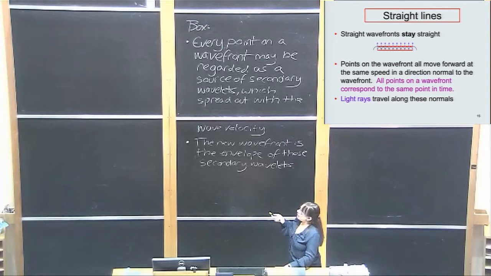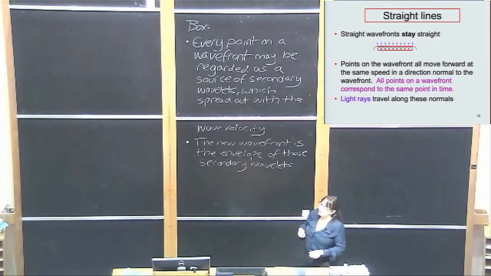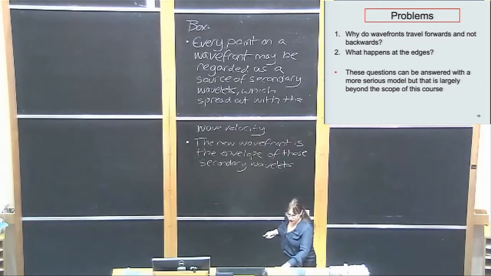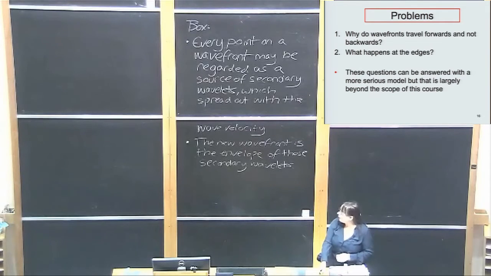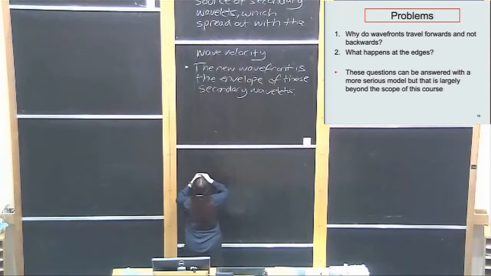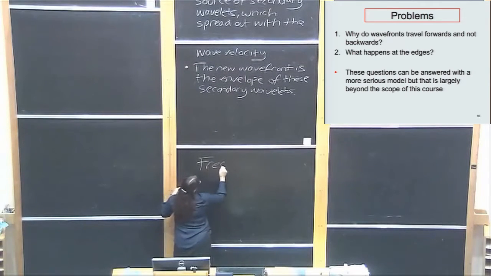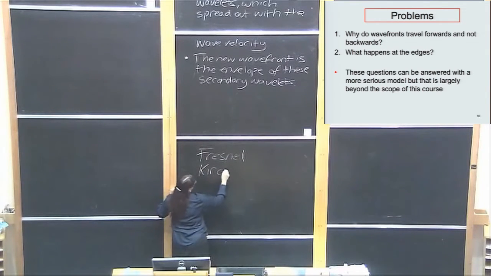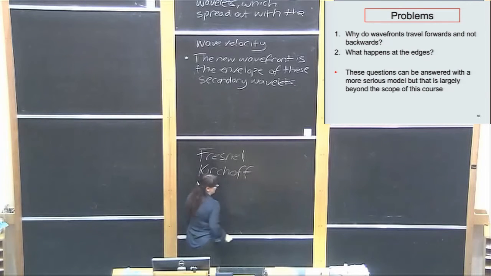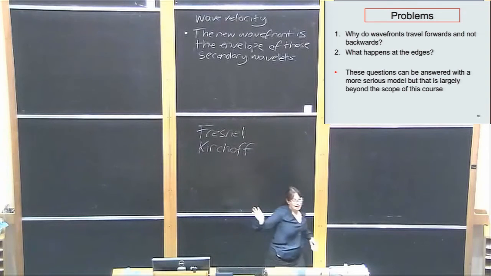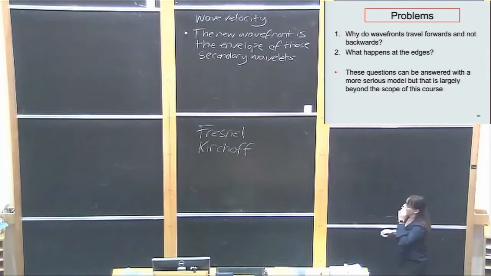Also, what's going on at the edges, this slight business over at either side, is not really explained by the model either. Later on, Fresnel and Kirchhoff, I'll write their names just in case you want to go and look it up, came along and developed a slightly more serious model, which explains these features. So you can fix up the model.